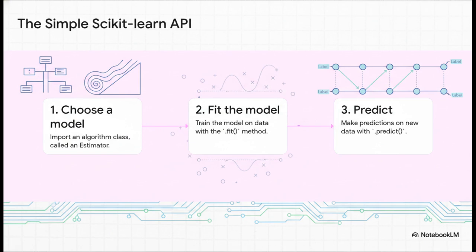It's this simple, elegant, three-step dance. It doesn't matter what model you're using, a decision tree, a support vector machine, whatever. The steps are always the same. You pick your model, you .fit it to your data, and then you .predict on new data. That consistency makes trying out different models an absolute breeze.